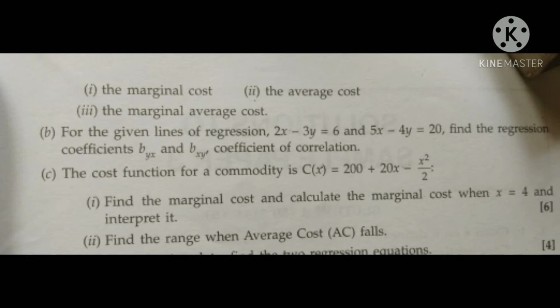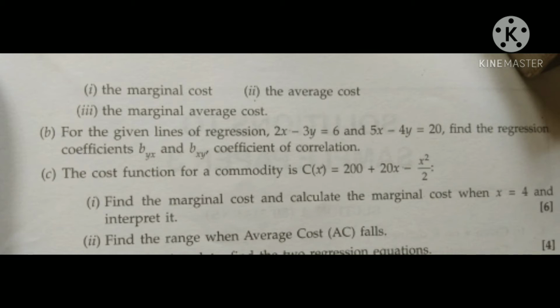As in the previous sum, we discussed how we get marginal cost by differentiating. If we differentiate the cost function, that is dC by dx, it gives you marginal cost. Average cost is equal to the total cost function divided by x, that is C of x by x. And how do we get marginal average cost? d/dx of average cost gives you marginal average cost.